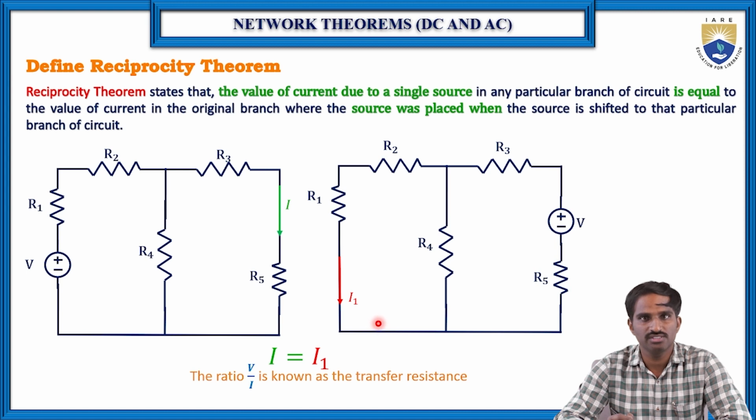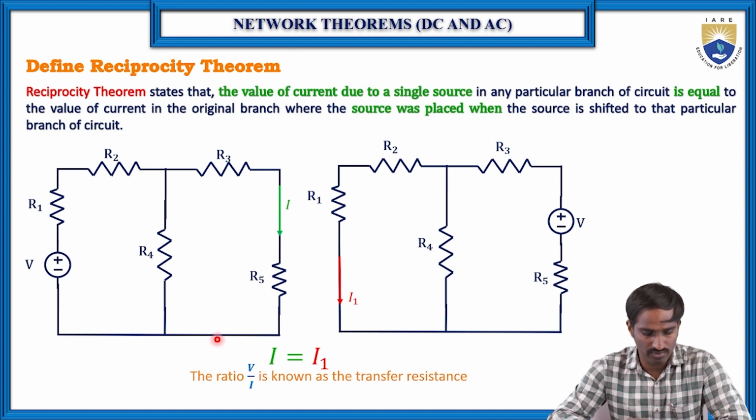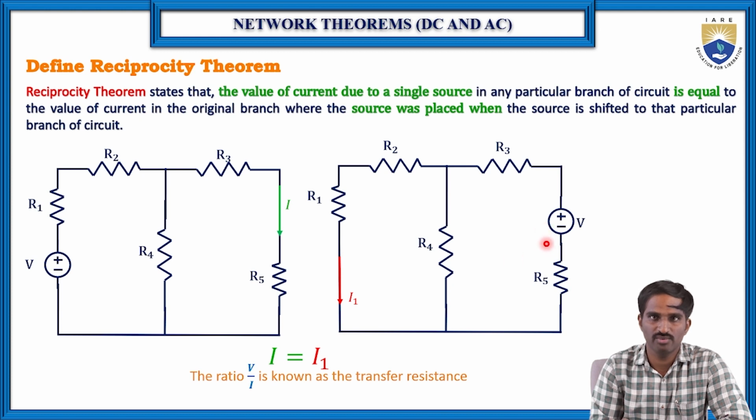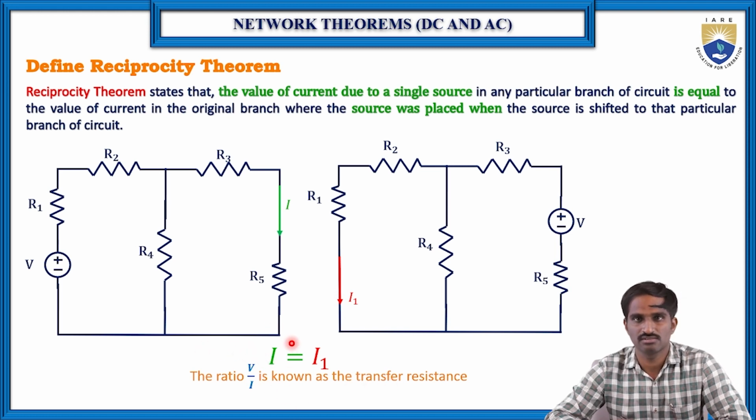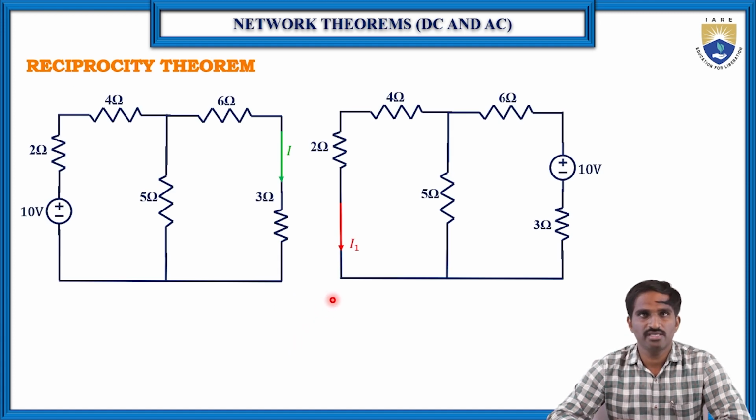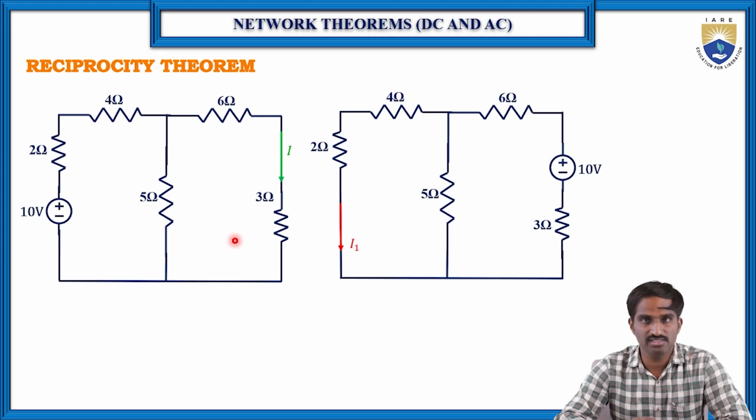Here, we know this is the voltage that we shifted from one branch to another branch, and this is the I that we have calculated in these two branches. Then the ratio of this voltage and this current is known as the transfer resistance. Now let us take one example. It is the same example, but instead of R1, R2, R3, we have considered the resistor values. Let us consider the current flowing through this 3 ohms resistor is I, and the current flowing through this 2 ohms resistor is I1. Then find the current I and I1 in these two circuits, and let us see whether I is equal to I1 or not.